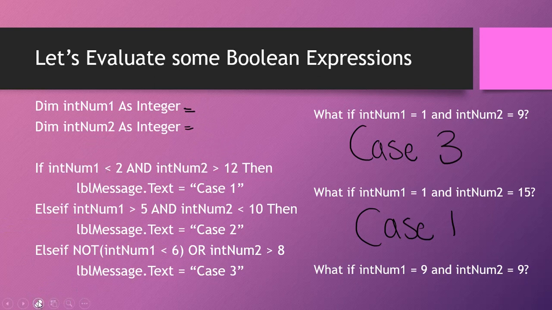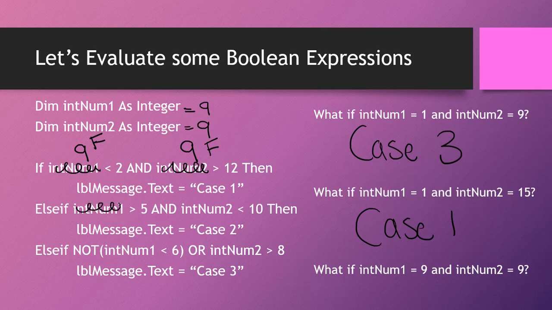Okay, so they tell me int num1, what if that's 9? What if int num2 is also 9? That's strange. So, let's see. What if int num1 is 9 and int num2 is 9? So let's check. Is 9 less than 2? No, right? That would be a false statement. Is 9 greater than 12? No, that's also a false statement. So let's check with that and. So I have a false and a false, which would in turn make it a false, right? So that's not true. So we got to go to the next else if.